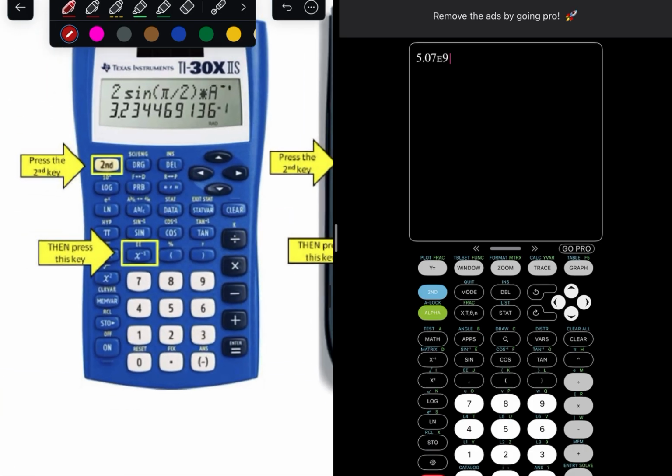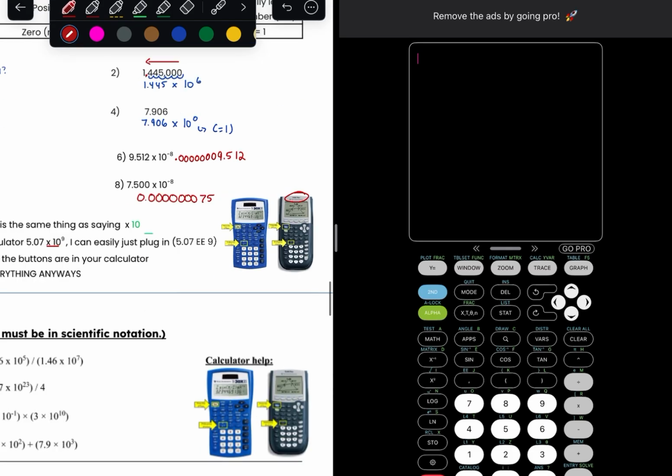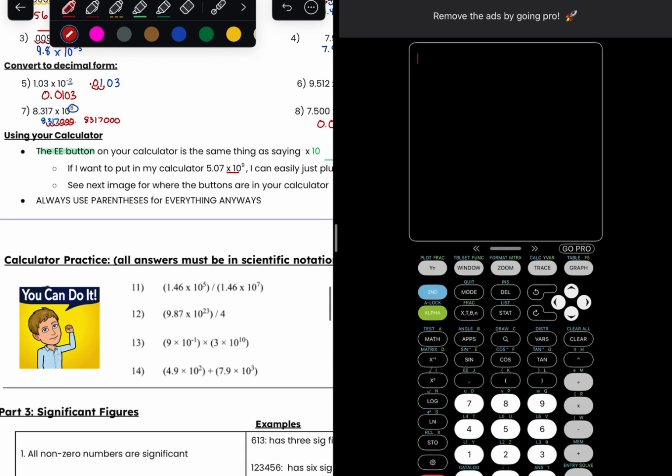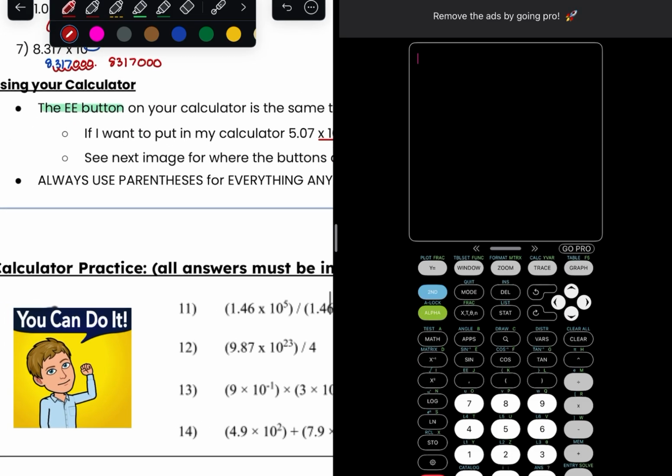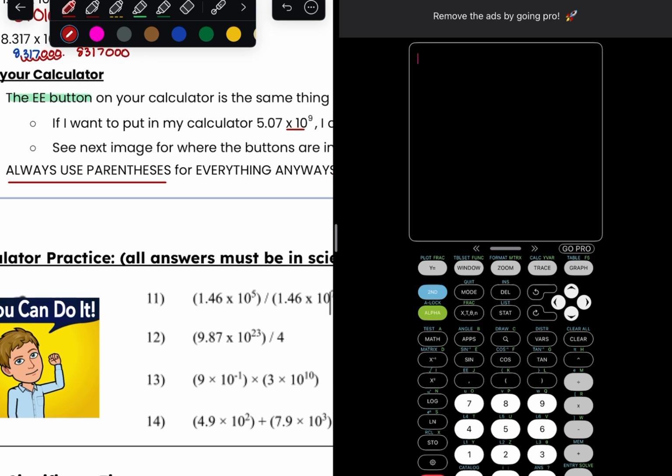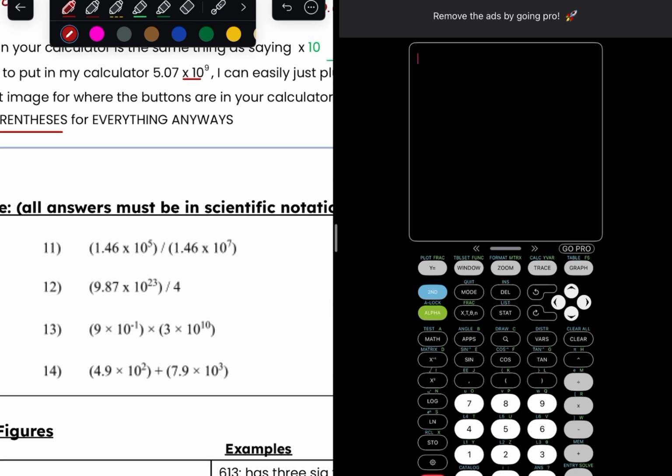On the TI-30X, make sure you're pressing the X to the -1 button. So second, X to the -1, and you should see something similar. All right, so for number 11, I'm going to show you how to do this. And the last tip before we do number 11 is to always use parentheses. On my examples here, you're going to see parentheses around everything. I suggest whenever you put a number into scientific notation that you put some parentheses around it. Okay, so here we go.